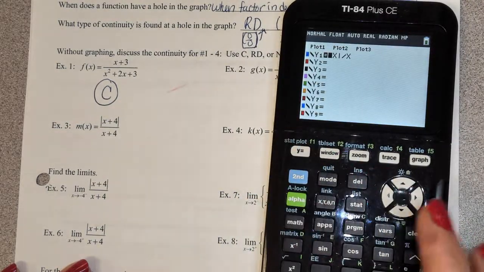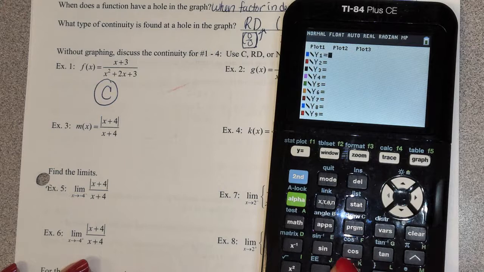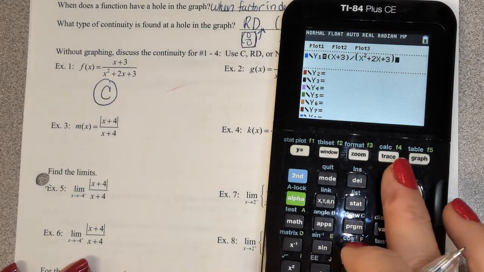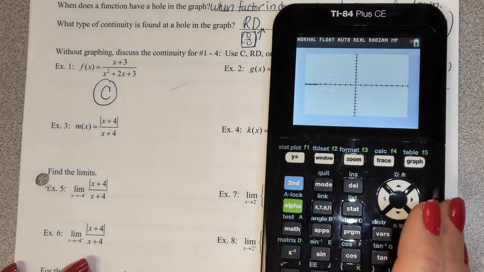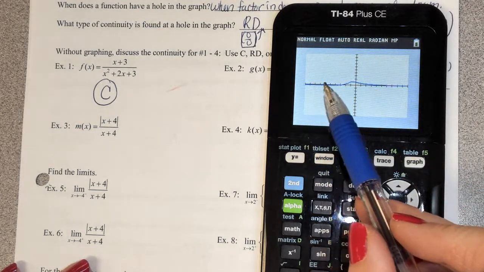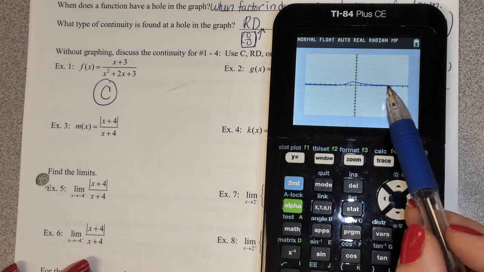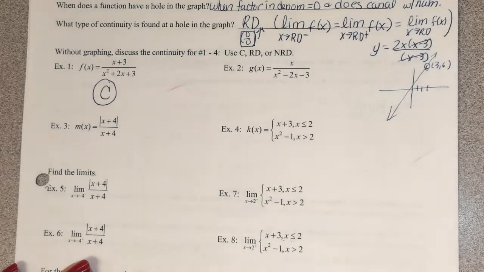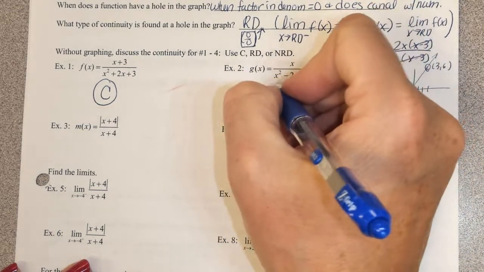I just want to show you that it is continuous. Just looking at it real quick: x plus 3 divided by x squared plus 2x plus 3. If I graph it, here's the way it looks. See how it's continuous? I can trace right over top of it and never have to lift my pen. That's what it means to be continuous. All right, let's look at the next one.